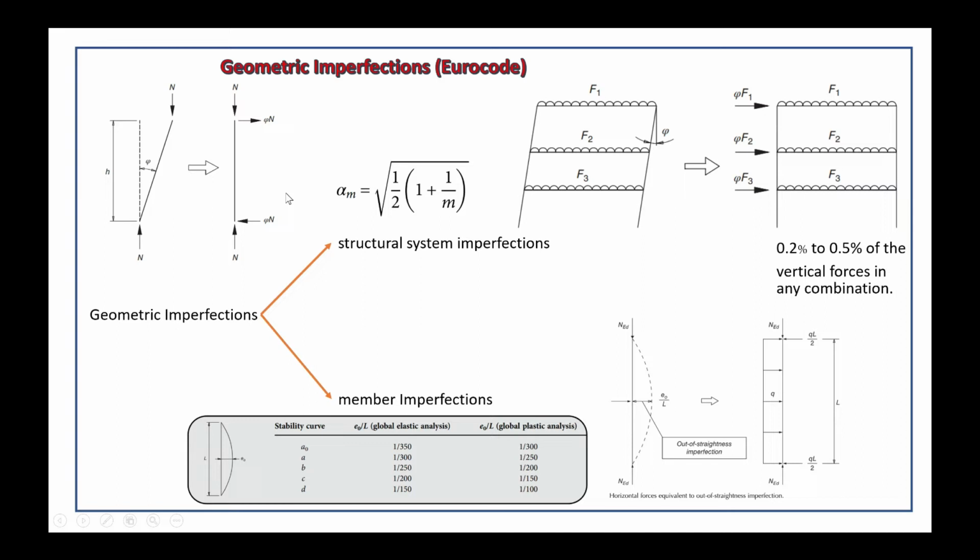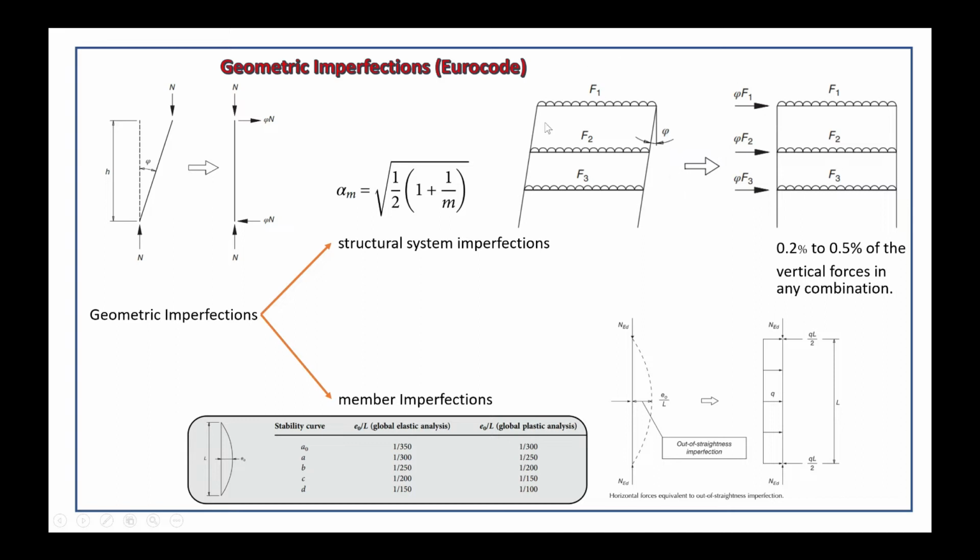Now let's continue to geometric imperfection. In geometric imperfection, we can classify it into two different types. The first one is structural system imperfection, or we can call it global imperfection. Your structure is not fully straight. It has its own imperfection of the global system. To model this structure in the software is very hard. You cannot predict the actual angle of it.